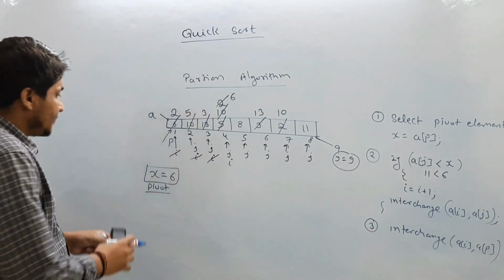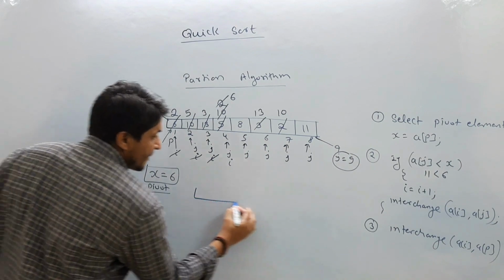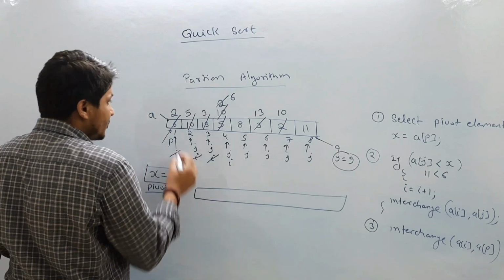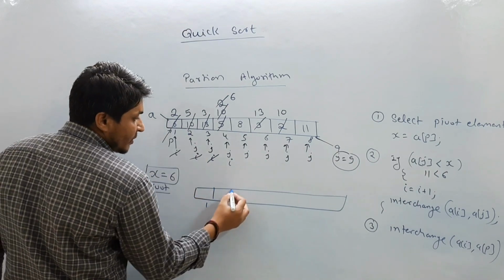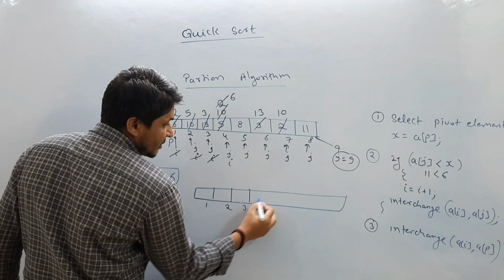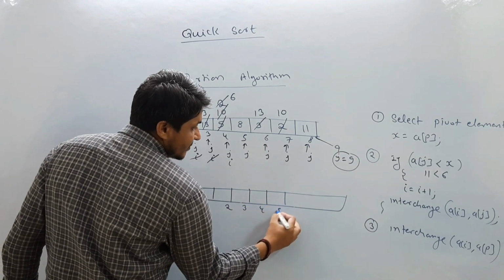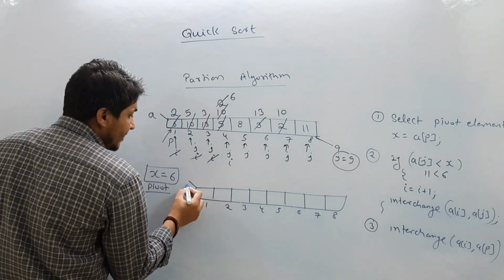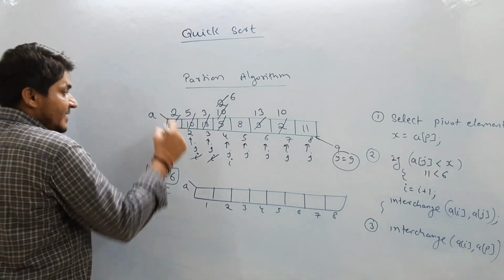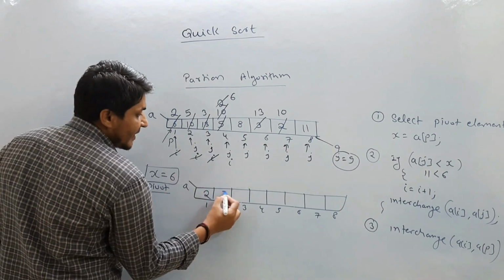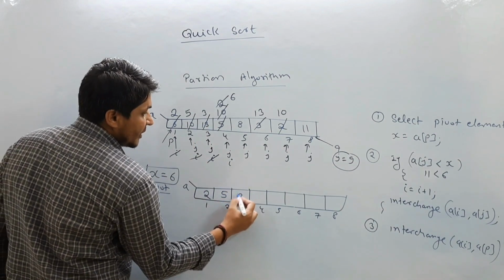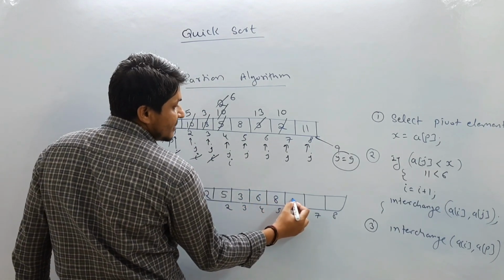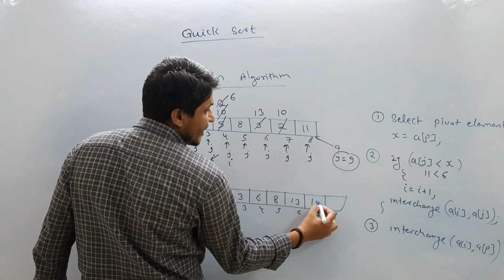So let us write the final array. What is the final array? This is index number 1, index number 2, index number 3, index number 4, index number 5, index number 6, index number 7, and this is index number 8. Name of the array is A. So what is the first element? This is 2, second element is 5, third element is 3, fourth element is 6, next element is 8, next element is 13, next element is 10, next element is 11.